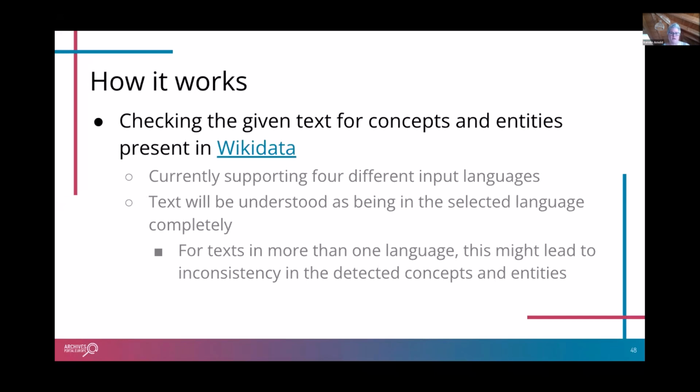And the text will be understood as being in the selected language completely. So one thing that we found in early tests is that if you have a description in mainly one language and then part of that description is, for example, in another language, there might be some inconsistency in the detected concepts and entities, which is mainly to do with the internal ranking that Wikidata, respectively Wikipedia, applies, which might be different depending on the language and the national context, so to say.